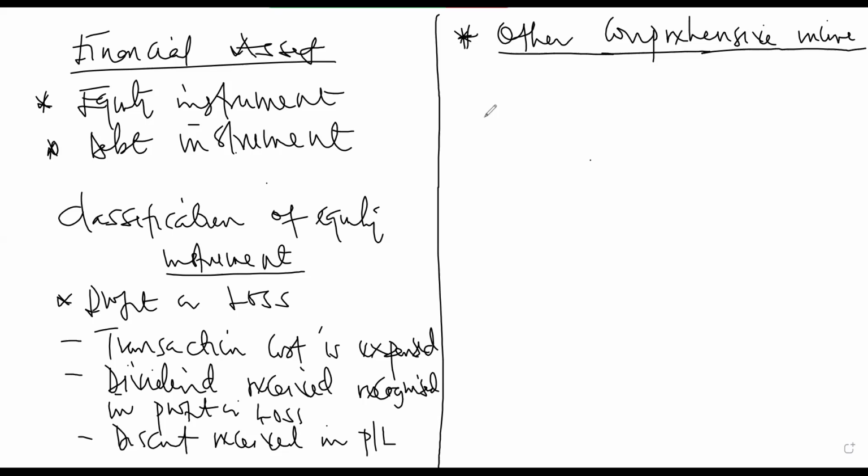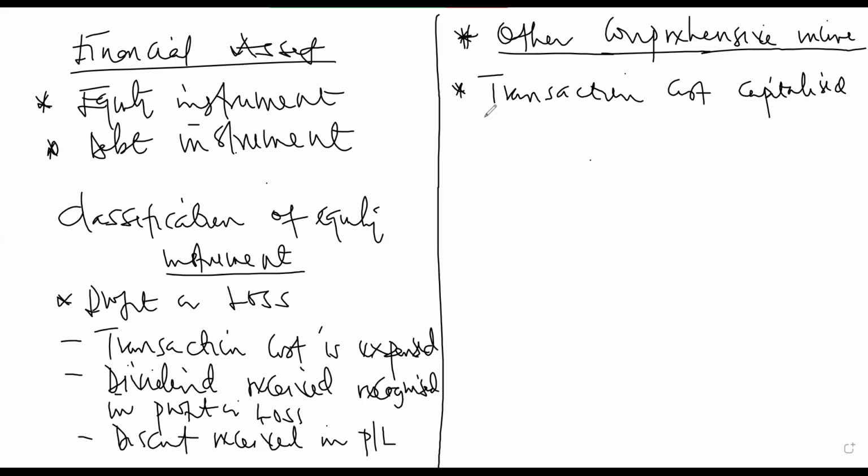Okay. Other comprehensive income. We have the instruments. We are going to have the transaction cost. Transaction cost will be capitalized. The other comprehensive income is the what? It is not the true profit or loss for the financial liability. We are not going to sell, we don't have the intention of selling it.